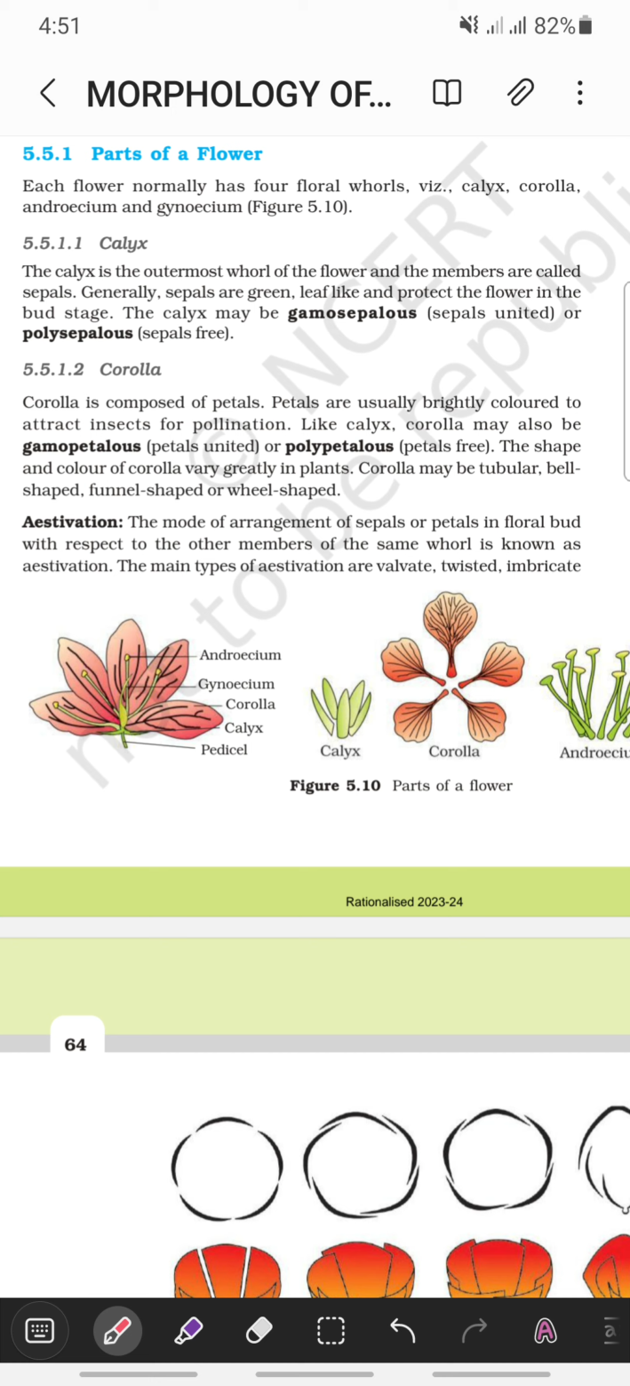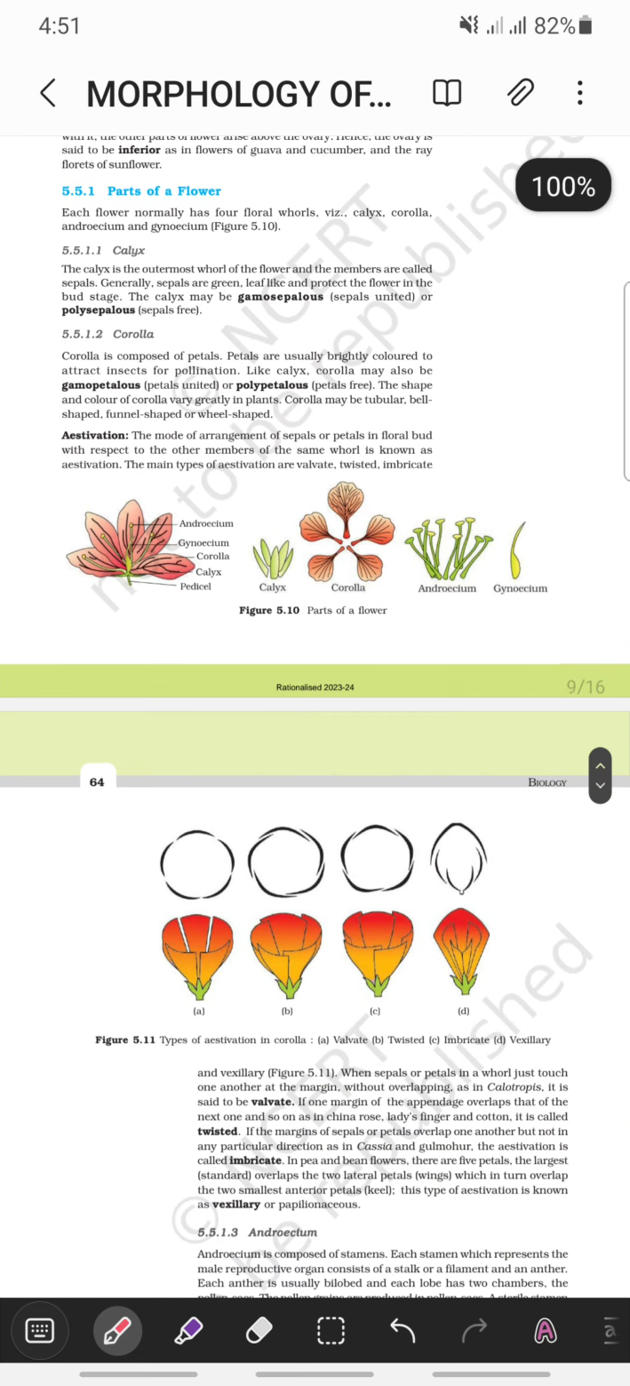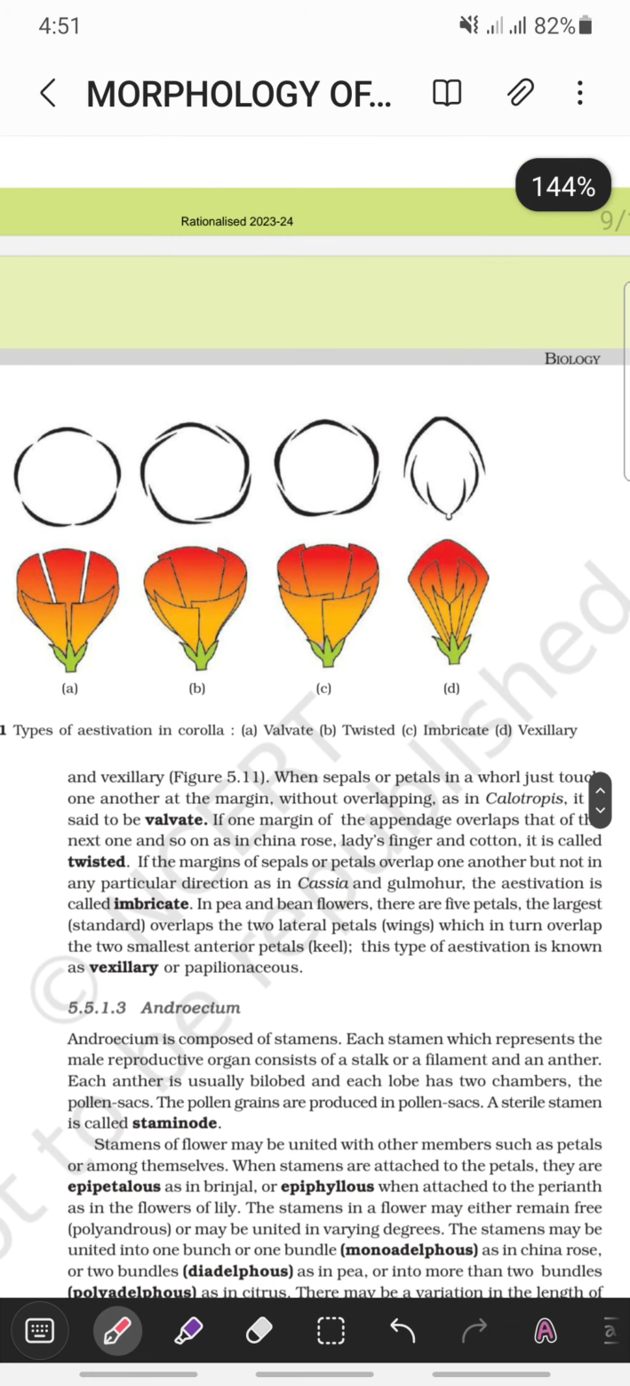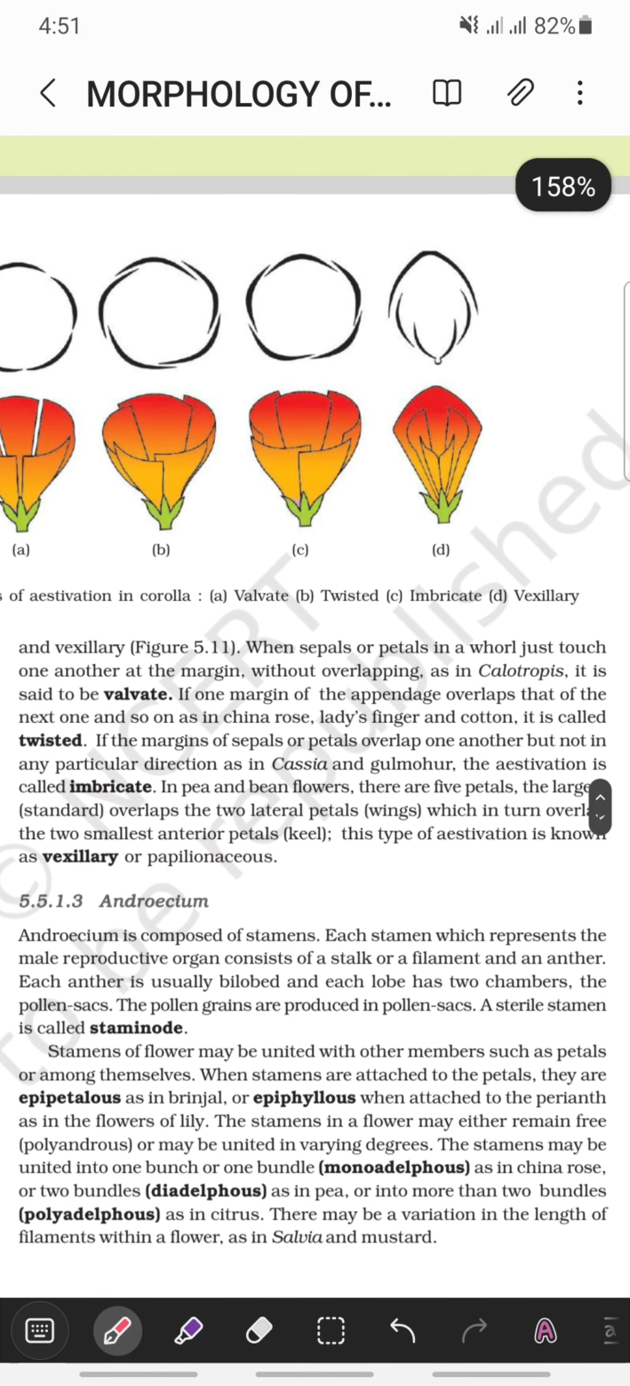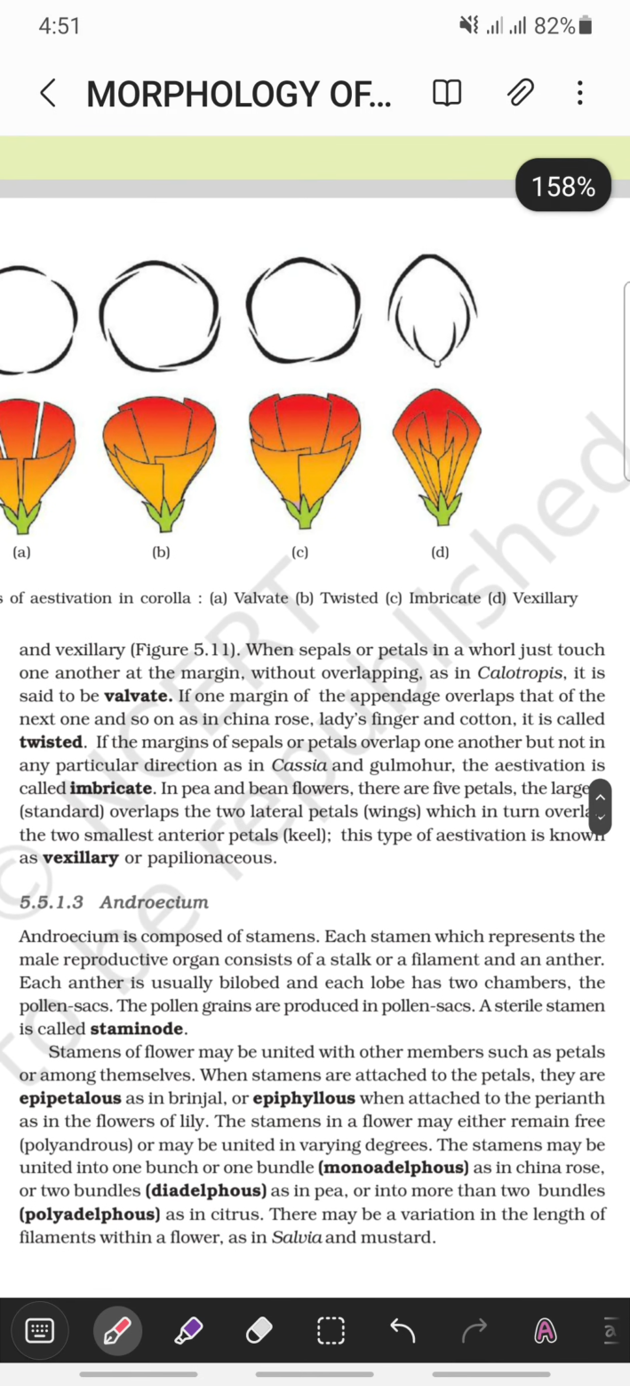Aestivation. The mode of arrangement of sepals or petals in a floral bud, with respect to the other members of the same whorl, is known as aestivation. The main types of aestivation are valvate, twisted, imbricate, and vexillary. When sepals or petals in a whorl just touch one another at the margin without overlapping, as in calotropis, it is said to be valvate.